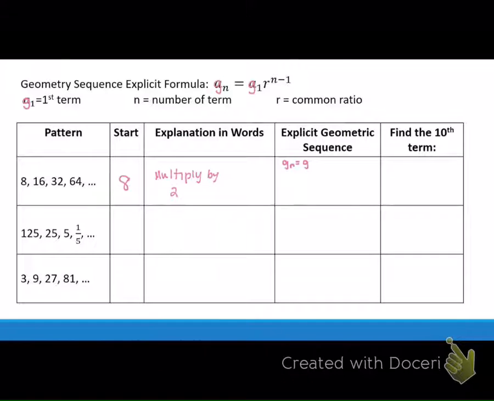Okay, the only pieces you replace in this formula are the first term and the common ratio. Those are the only terms that you will replace.